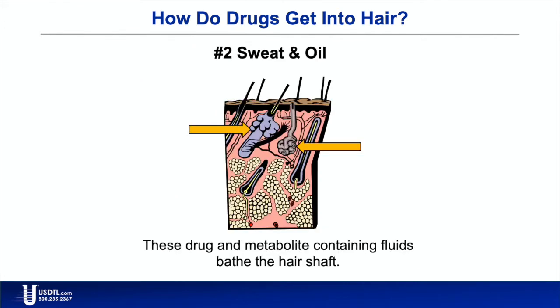Route number 2 is the sweat and the oil from the scalp. As these fluids bathe the hair shaft, they contain drug and drug metabolite. As they bathe the hair shaft, they deposit the drug and drug metabolite onto the hair. Once again, it works its way into the nooks, crannies, and pores, binds to the proteins and pigments, and is available to be harvested and analyzed. We begin seeing that drug show up a few hours following a dose.